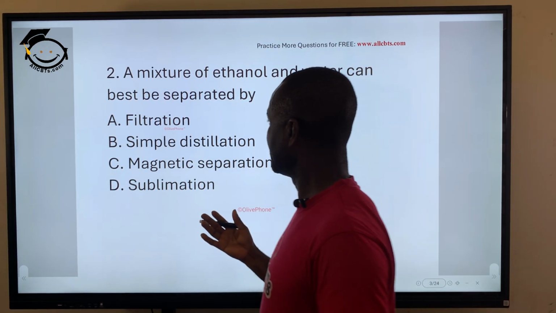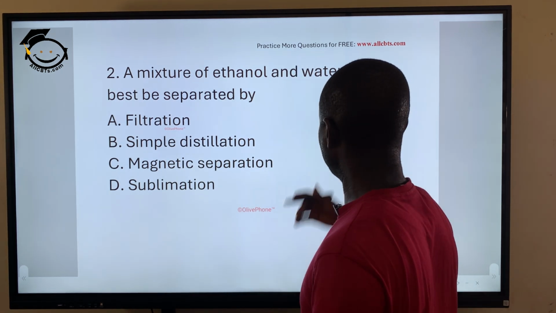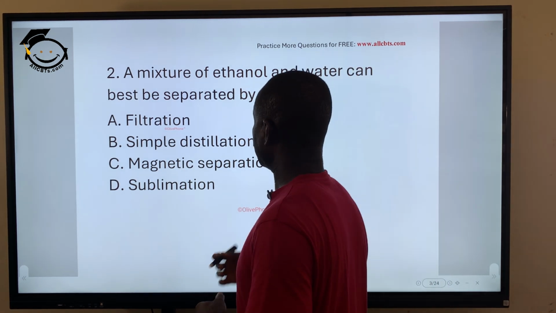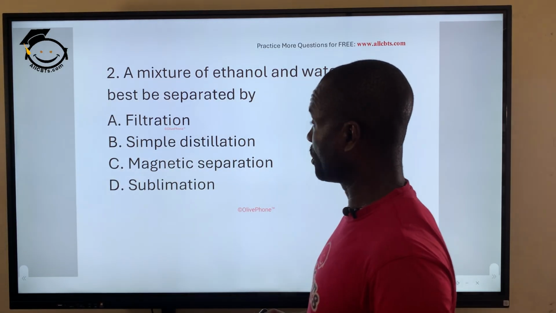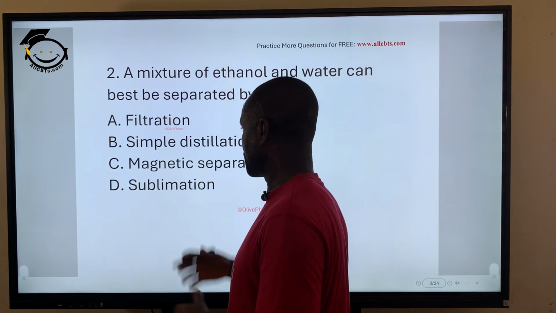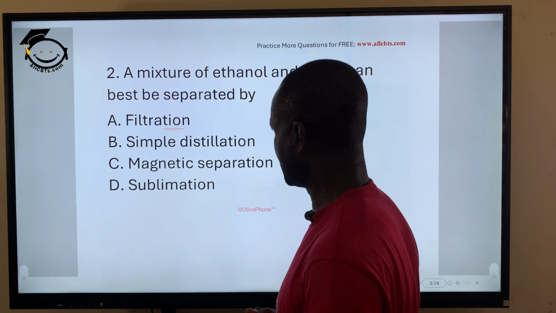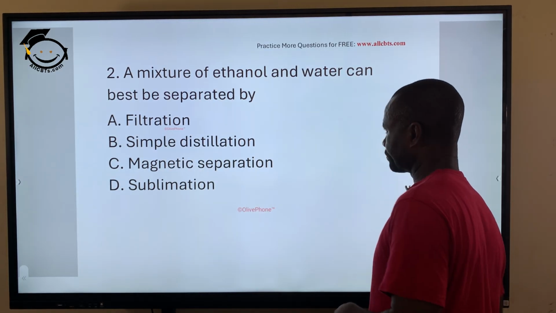Distillation is simply the separation technique which involves variable temperature range. Water boils at 100, while ethanol boils at 78. Meaning ethanol will be collected, will be condensed before water. So this is the best method for separating this kind of mixture, simple distillation. Number 3 question.